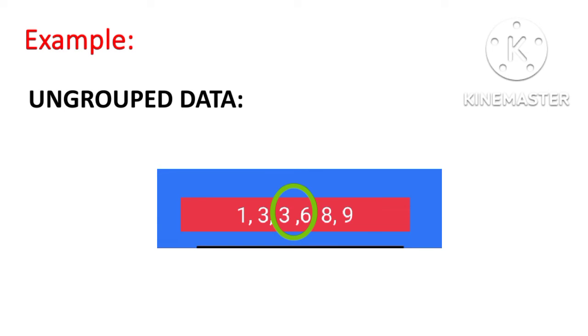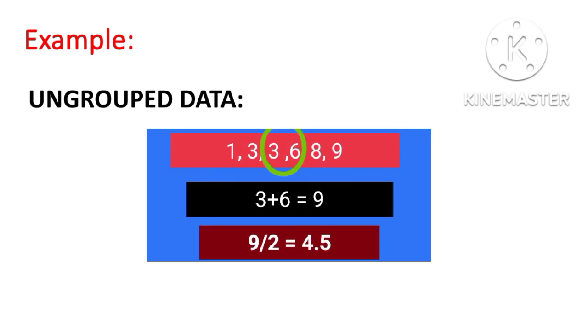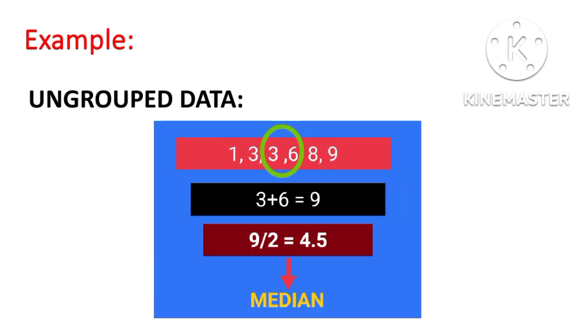Therefore, we have to add the two middle numbers. 3 plus 6 is equal to 9. 9 is the sum of the middle numbers. To find the mean, we have to divide it by 2 since we have two middle numbers. 2 will be our divisor. Therefore, 9 divided by 2 is equal to 4.5. 4.5 is our median.